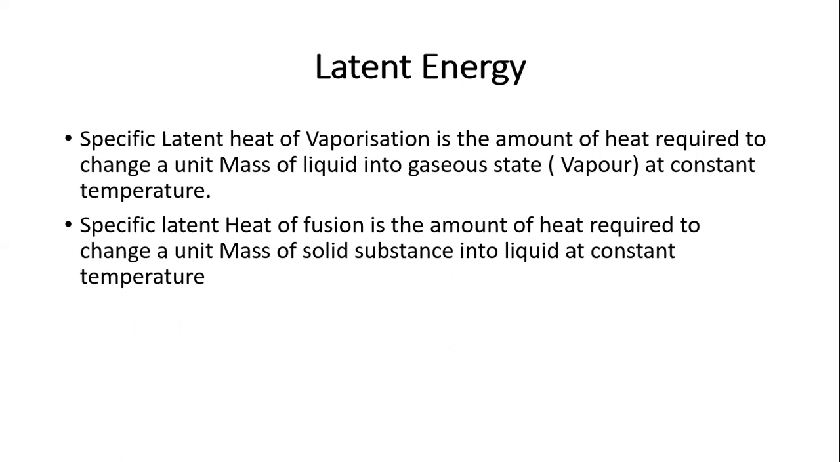So when you talk about specific latent heat of vaporization, there is a unit mass of liquid, while in specific latent heat of fusion, there is a unit mass of solid, whereby in specific latent heat of vaporization, that unit mass of liquid is the one that is changed into a gaseous state, and that unit mass of solid in specific latent heat of fusion is the one that is changed into liquid at constant temperature.